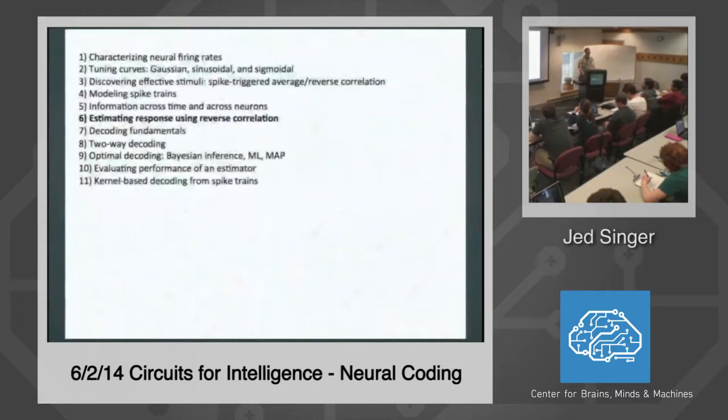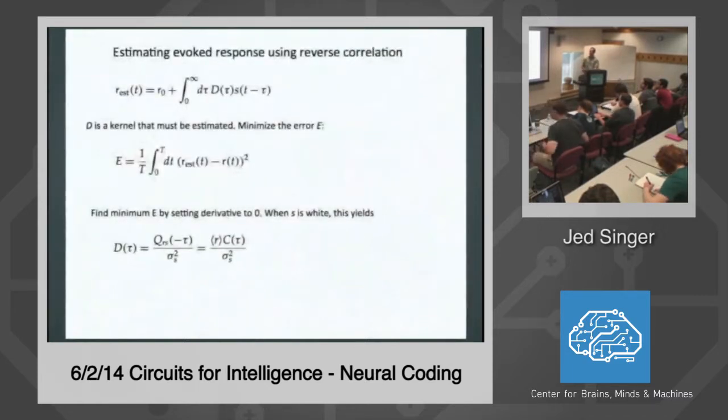Okay, so with that brief detour over, we're going to return to reverse correlation and use reverse correlation to estimate or predict how a neuron might respond to an arbitrary stimulus. So the basic problem is we want to estimate the firing rate as a function of time. So this is a varying firing rate. So we're going to do that by assuming that there's some baseline firing rate, and then there's some kernel that's being convolved with the stimulus. Now, what is that kernel? Well, it's something that we have to estimate.